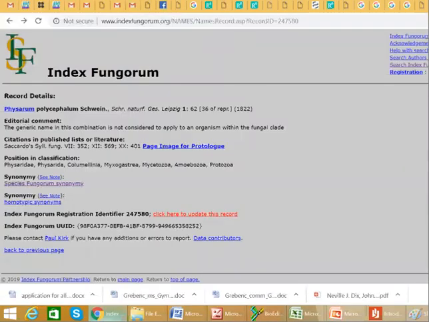Index Fungorum is the most authentic community resource currently coordinated and supported by several well-known organizations of the world working in the field of mycology. If you search for a species in Myxomycota, for example, Physarum polycephalum, then you can see its taxonomic status here. It is characterized under kingdom Protozoa, phylum Mycetozoa, and class Myxogastria. So it means it is not classified under the kingdom fungi, rather it is classified under the kingdom Protozoa. So this is its correct classification scheme.